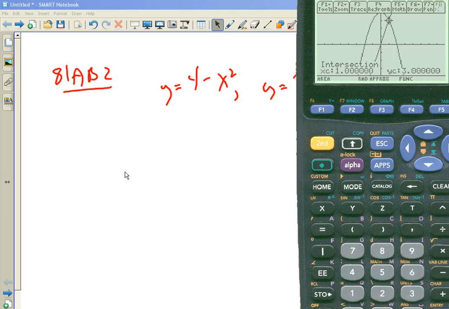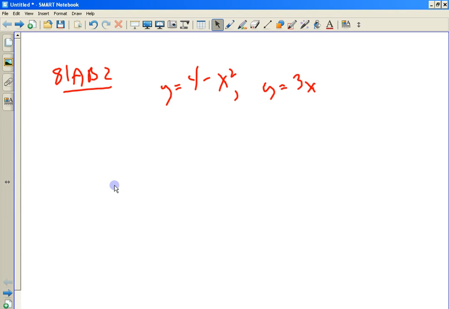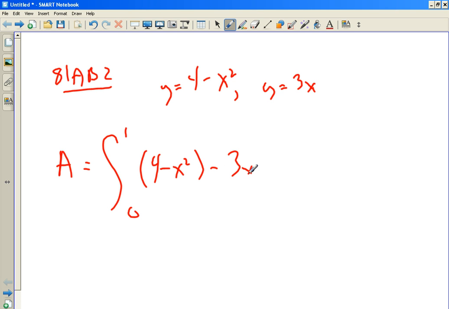Okay, so how do you set up this integral? The area that they want is the integral from 0 to 1 of what? 4 minus x squared quantity minus 3x, right? Okay. And that's the height of the rectangle. What's the width of the rectangle? The Riemann rectangle. What's missing? dx. Don't forget the dx. That's the width of each rectangle, right?